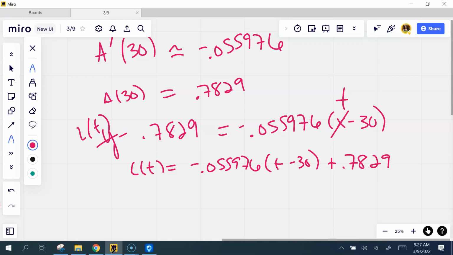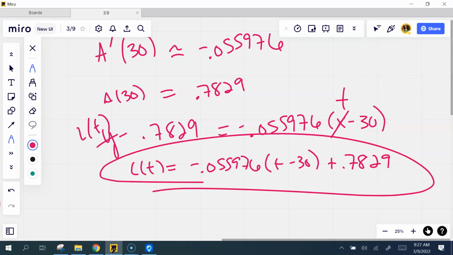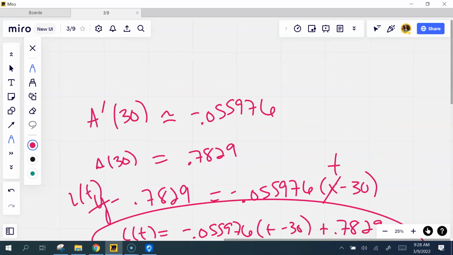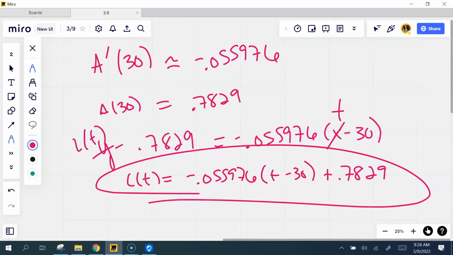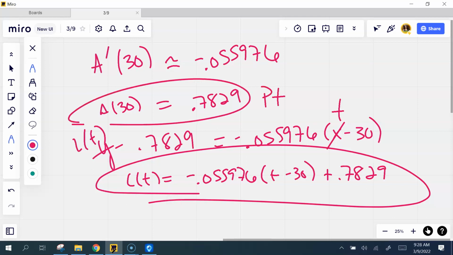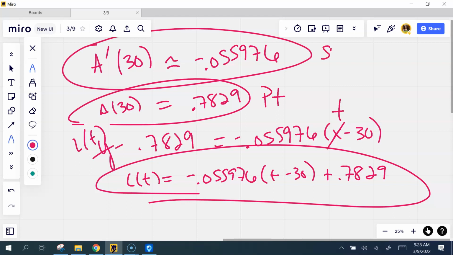Okay, so 2 points for L of t. All right, so when we find the equation of a tan line, we find the slope, which is the derivative at that point, and then we need a point. We need a point and a slope to write a line. The point uses the original equation. The slope uses the derivative.